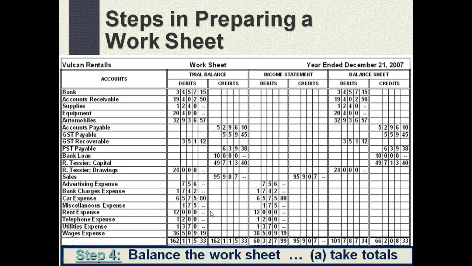For the trial balance, you will notice that our debits will equal our credits. That must be done before we record it in here. For the income statement, it won't be equivalent, same as for the balance sheet. Our debits will not be equivalent to our credits.